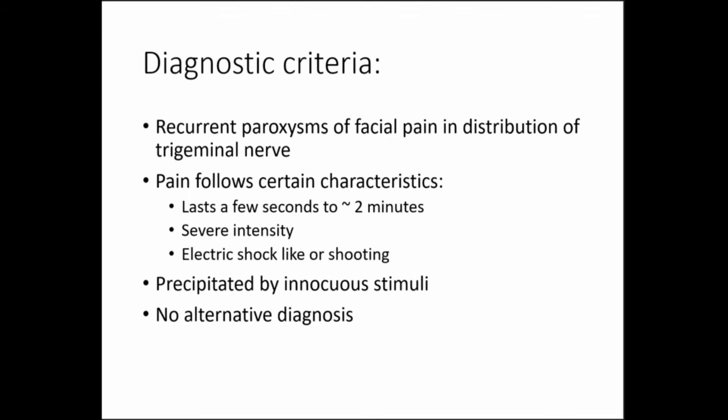And so the diagnostic criteria of trigeminal neuralgia. Patients with trigeminal neuralgia may present with recurrent paroxysms of facial pain in the distribution of the trigeminal nerve, which may last a few seconds to 2 minutes. It tends to be of a severe intensity, and as I've mentioned, it's electric shock-like or shooting, and may be precipitated by innocuous stimuli such as chewing or brushing your teeth, and there has to be no other alternative diagnosis for the cause of pain.